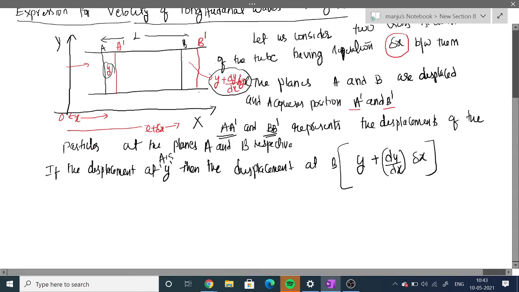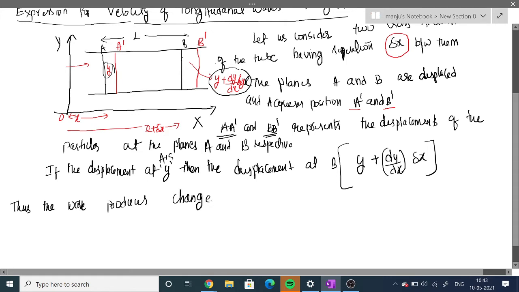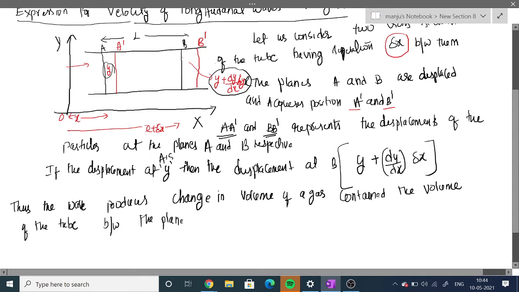So thus we can say that the wave produces a change in volume of the gas contained in the tube between the planes A and B. What this sentence means is, when the wave passes through a pipe, it produces a change in the volume of the gas contained in the tube.